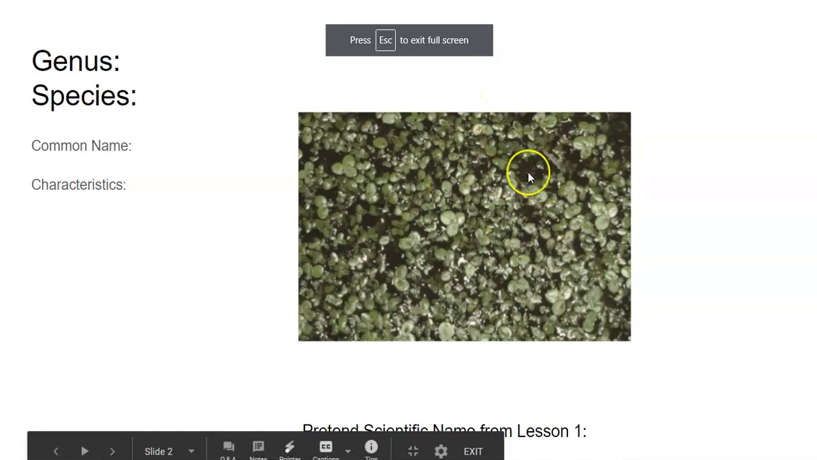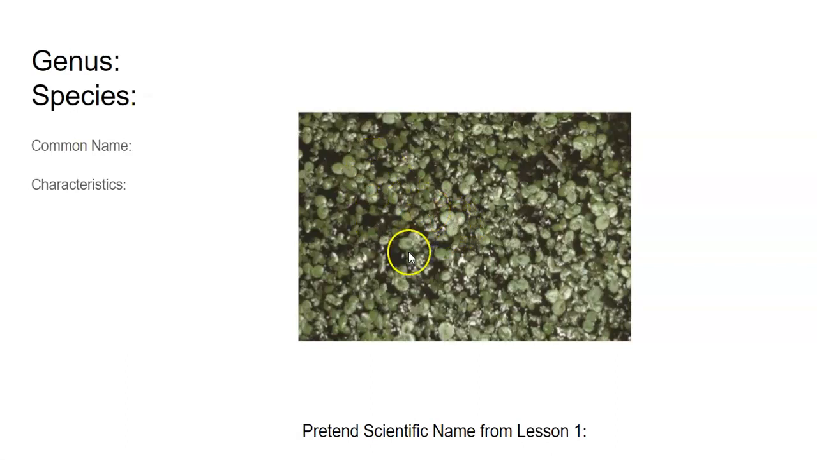If I look closely at this picture, it looks like little tiny green leaves that are floating in water. So I might think, this might be a plant that lives in the water. It might be an aquatic plant. So over here under characteristics, I would type in that it's green. I might type in that it has tiny leaves. I might type that it lives in water. So you're going to do that for each one of the organisms.